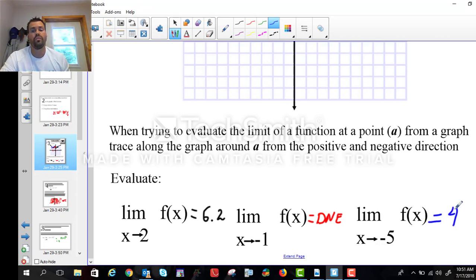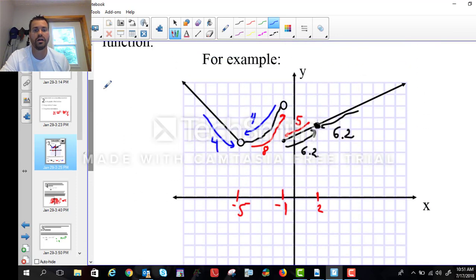And that's how you evaluate limits from a graph. Now we're going to have time to practice more of that, but that's the concept. So you simply look at the graph and trace along on both sides of whatever the x value is, and you look at the y value, and if they're the same as they were in these two cases, that's your answer. If they're different, then your answer is does not exist.